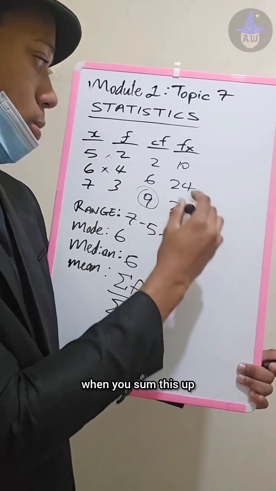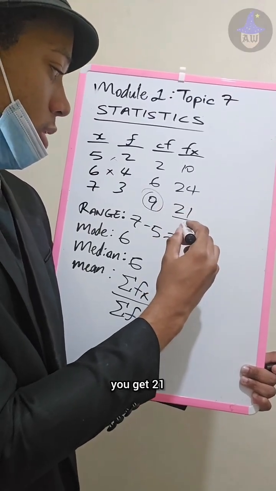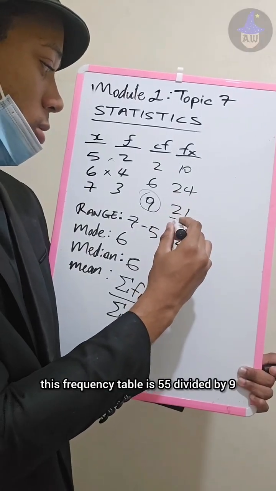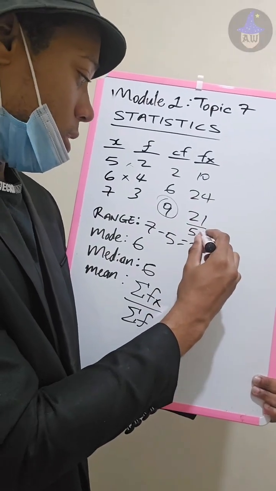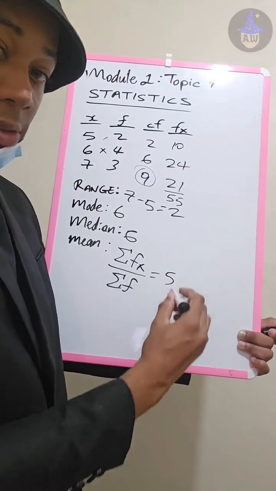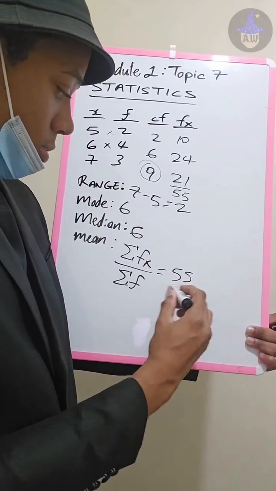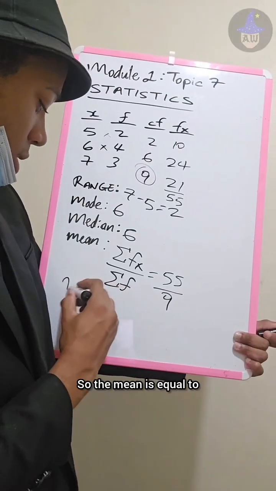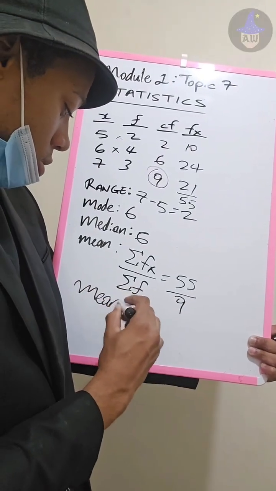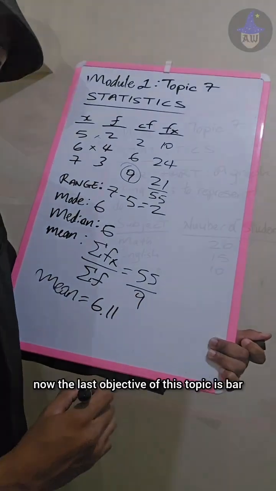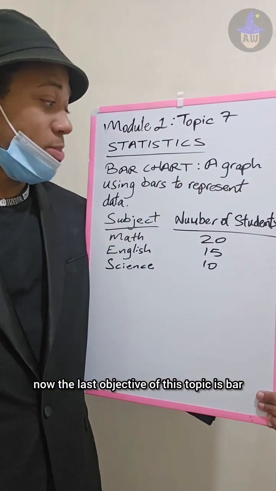When you sum this up, you get 21 plus 24 is 45, plus 10 is 55. So the mean for this frequency table is 55 divided by 9. So the mean is equal to 6.11. Now the last objective of this topic is bar chart.